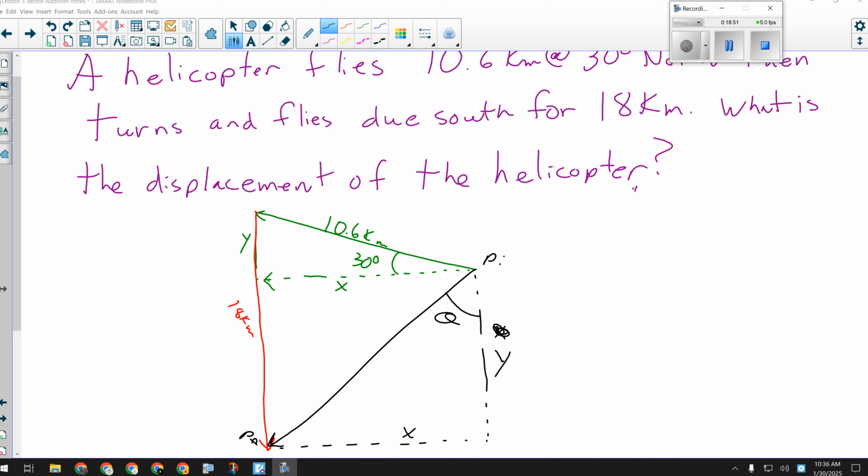All right, so the things we have to do if we're going to get our overall resultant, the hypotenuse of the black triangle there, is I've got to find the x and y, or the horizontal and vertical components of all the parts of the trip. So to find green x, it is adjacent to the 30-degree angle. So green x will be the cos of 30 degrees times the hypotenuse, 10.6.